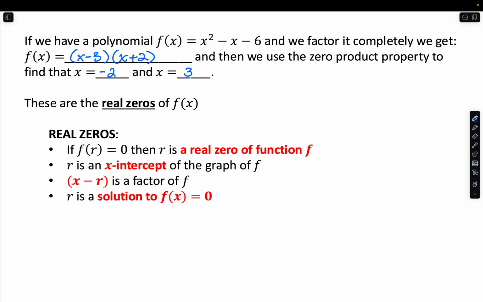And so a couple notes. In real zeros, if your function evaluated at the value of your real zero equals 0, so if I plug negative 2 into f here and it equals 0, that means that that number is a real zero. The number r is an x-intercept, or the x-coordinate of the x-intercept, right? It would be r comma 0.